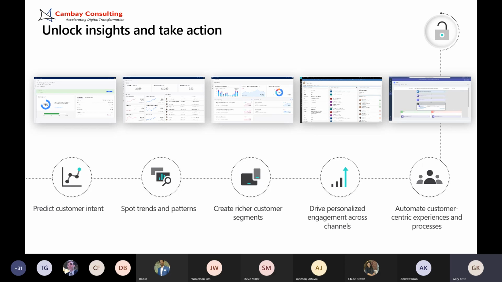We can also automate these processes and through things like Power Automate or a workflow platform, be able to act on this data and address issues that come up very quickly.